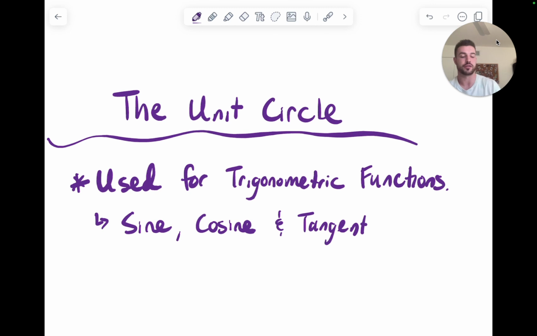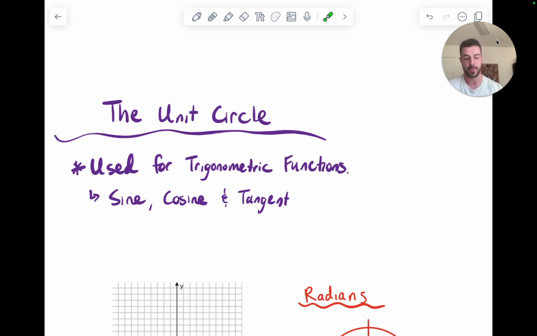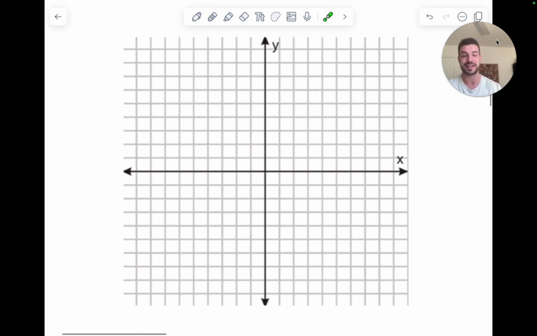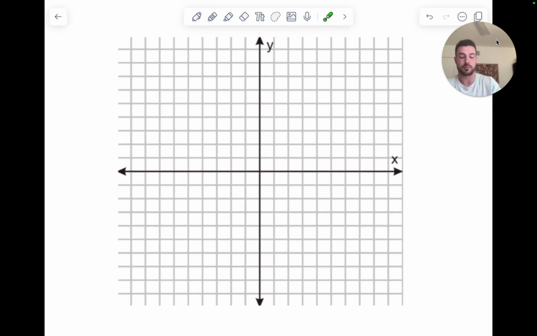The trig functions we're talking about, you've probably seen before. They're going to be sine, cosine, and tangent. Essentially, using this unit circle, we are going to develop our understanding of how these functions work.